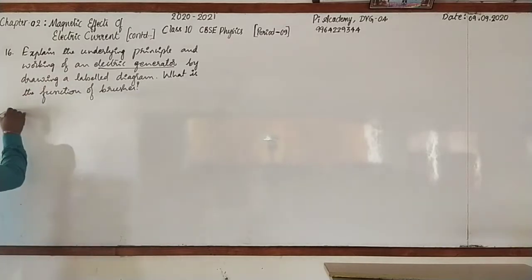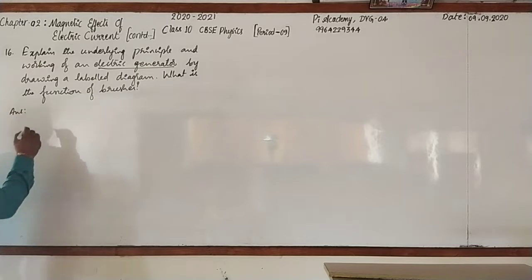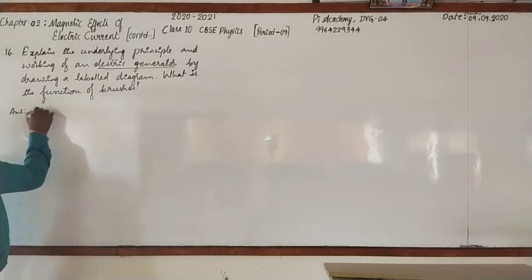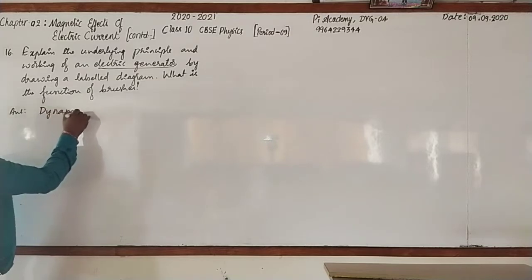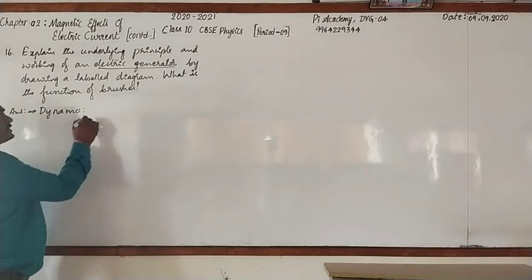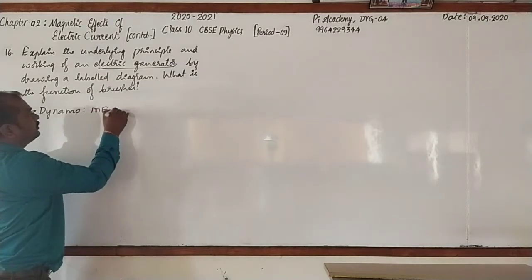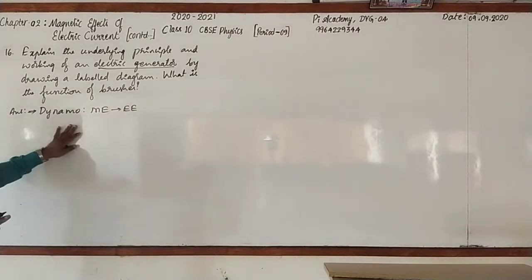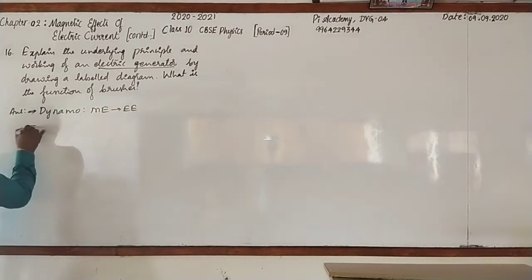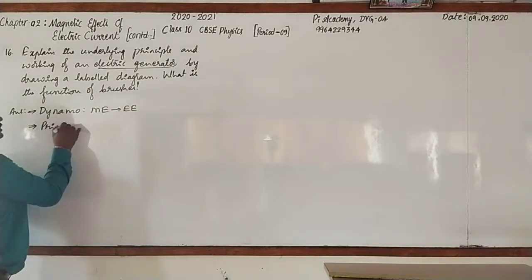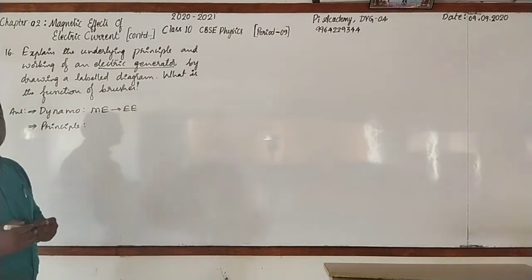First, let us go for writing the principle of electric generator. Dear students, electric generator is nothing but dynamo. Then what is dynamo? It is a device which converts mechanical energy into electrical energy. Definition has not been asked; only for the sake of information, I have written. But we have to write the principle on which the dynamo works.